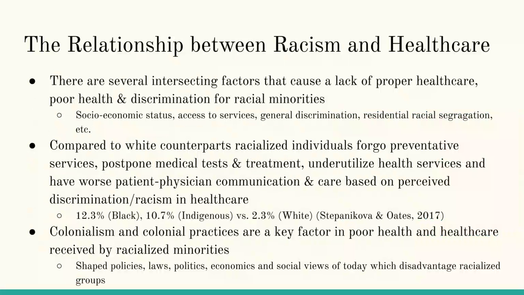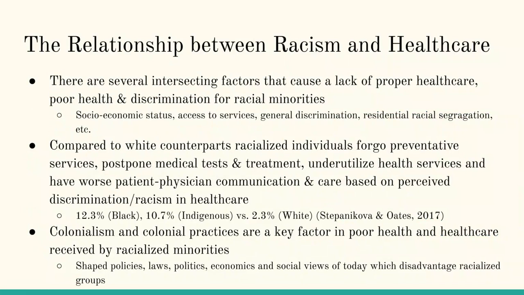So, to begin, the first subtopic that we discussed for our literature review was the relationship between racism and healthcare. Numerous researchers and studies have determined that there are several intersecting factors that cause a lack of proper healthcare, poor health, and discrimination for visible minorities. The main determinant is racism, which occurs through interpersonal, systemic, institutional, and cultural variations. This can affect the socioeconomic status of individuals, access to services such as proper grocery stores and pharmacies, and general discrimination based on stereotypes and preconceived derogatory ideals.